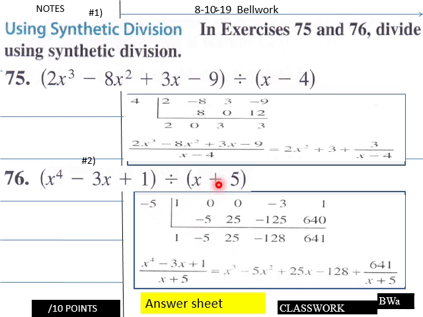And then down here, change the sign to -5, drop down your 1, multiply -5 times 1, combine, -5, then -5 times -5 is 25, combine, 25, then -5 times 25 is -125, combine, and then -5 times this would be 640, combine, you get 641. So your quotient here would be x cubed minus 5x squared plus 25x minus 128 plus 641 over x plus 5 for the second one.